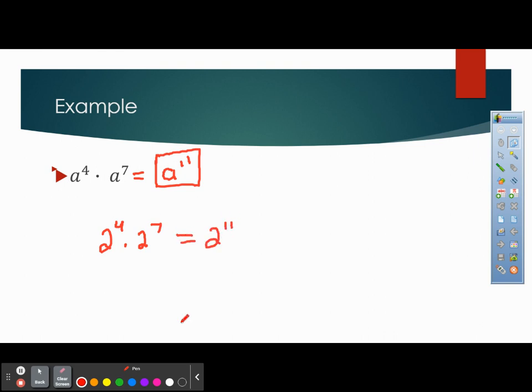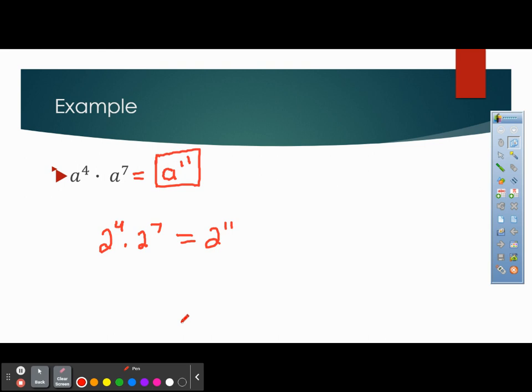Type it in your calculator. Type in your calculator, 2 to the 4th power times 2 to the 7th power, and hit enter. 2048. Now type in your calculator 2 to the 11th power. 2048. I got 2047.